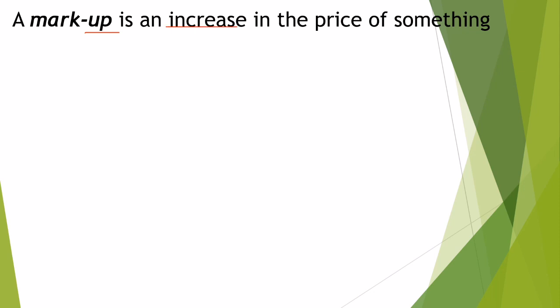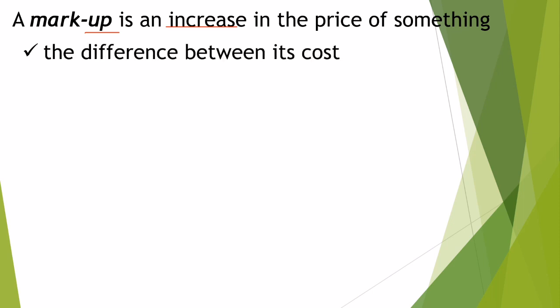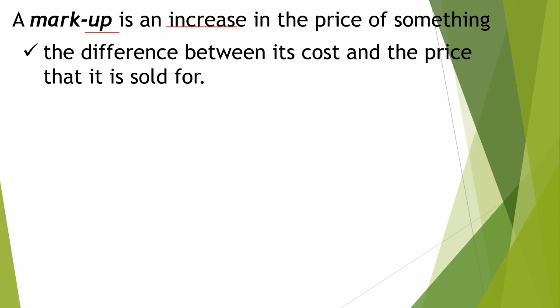So how do we get markup? It is the difference between its cost and the price that it is sold for. The word difference means minus, and we have the cost here, or sometimes we call it cost price, and the price that it is sold for is the selling price. So we have here the formula using shortcut terms.